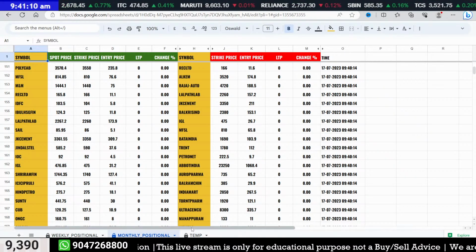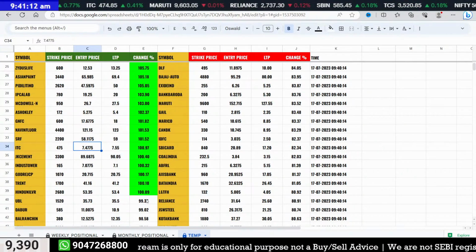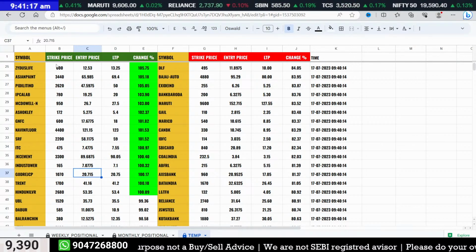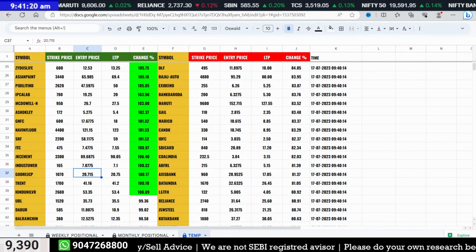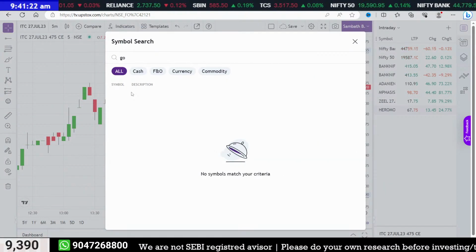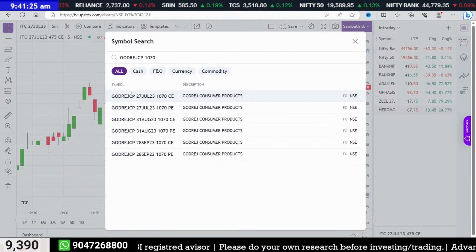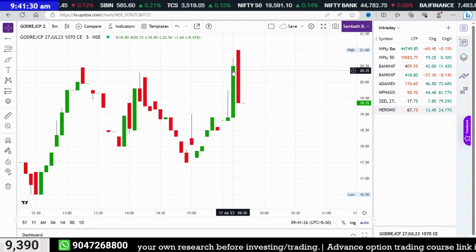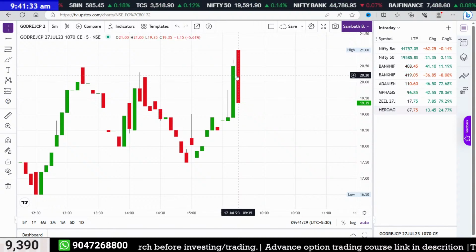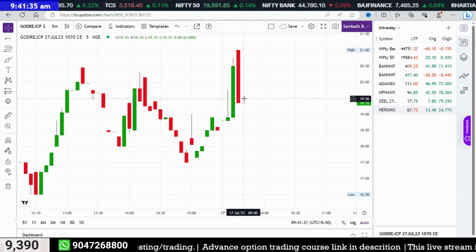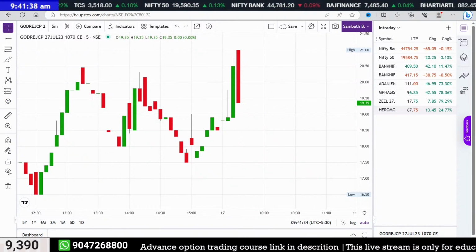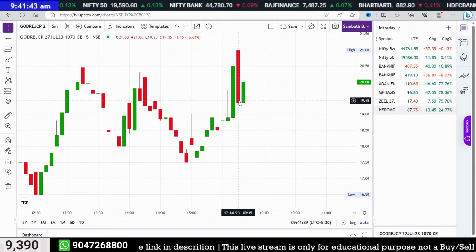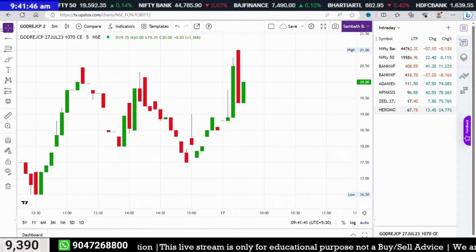Something like Hindustan Unilever. Godrej Consumer Products, okay, 1070. 1070 is the call strike price. I think it's 932, 935. The highest level was 21, now it is 19. The first candle is 20.75. Yes, maybe this is one fresh breakout, so we can track.